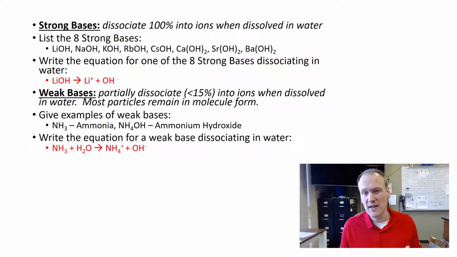There are 8 strong bases, and you can see here that most elements in the first 2 columns, when used as a cation for a hydroxide anion, will become a strong base. And you can see the dissociation of those bases below. A weak base then would only partially dissociate. Ammonia is a common weak base, and ammonium hydroxide is another.